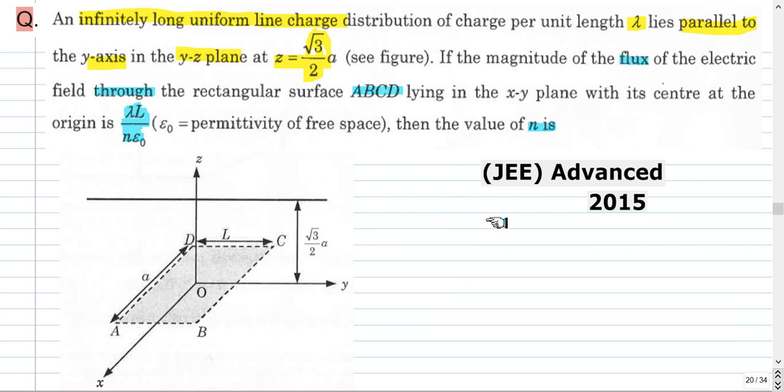This is the next question. This is from JEE Advanced 2015. An infinitely long uniform line charge distribution of charge per unit length lambda lies parallel to the y-axis in the yz plane at z equal to root 3 by 2 a. See figure. If the electric flux of the electric field through the rectangular surface area ABCD lying in the xy plane with its center at the origin is lambda L by n epsilon naught, where epsilon naught is the permittivity of free space, then the value of n is. You can pause and try this question.